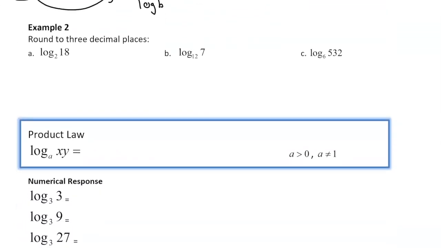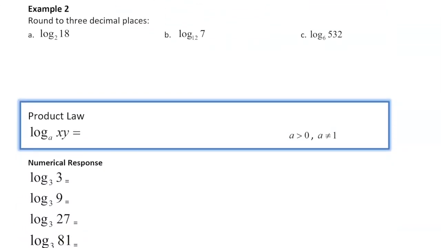For example 2 here, it says round to 3 decimal places. So this is just saying, can I put these into the calculator? So just really quickly, let's make sure that everything's working really well. And we would get, for our first one here, to 3 decimal places, 4.170. Okay, log of the second one here is going to give us 0.783. And then the third one is going to give us 3.503.